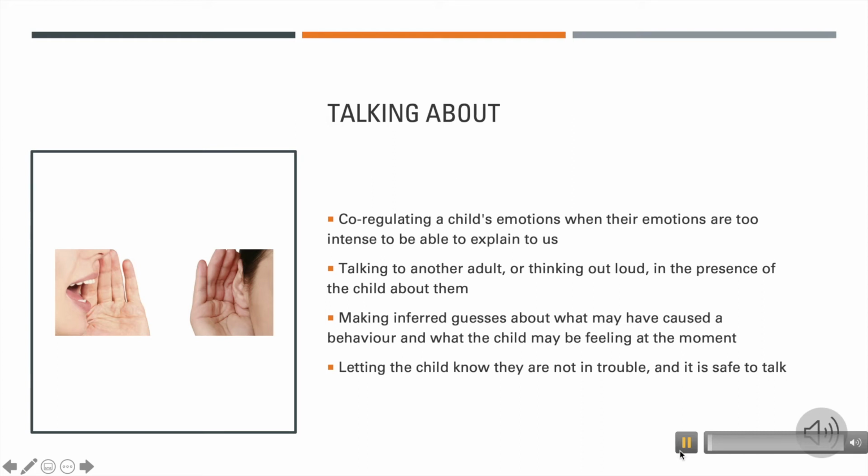Talking about is a helpful way to co-regulate a child's emotions when their emotions are too intense to be able to explain to us what they're feeling or why they did something that they did. While they cool down and get back to their upstairs brain, if you have another adult in the room or even on your own, you can think out loud the possible reasons behind the behavior.